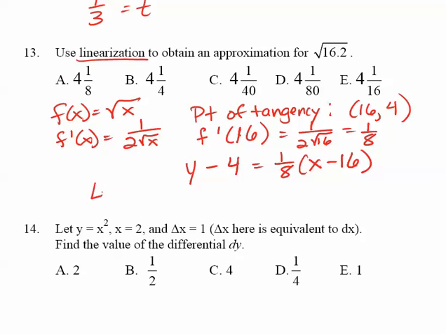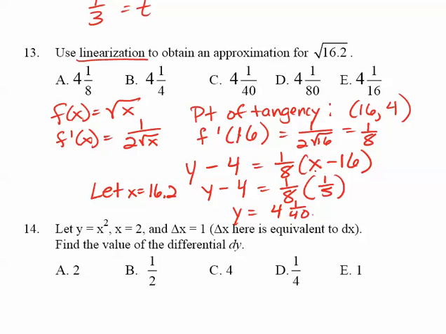And now we want to evaluate it when x is 16.2. So 16.2 would leave us a 2/10 in here, 2/10 or 1/5, whichever you prefer. And then we would add the 4 to the other side. So 4 and 1/40 would be our approximation.